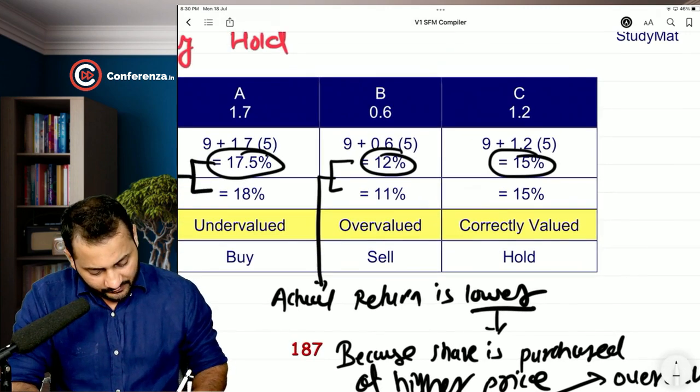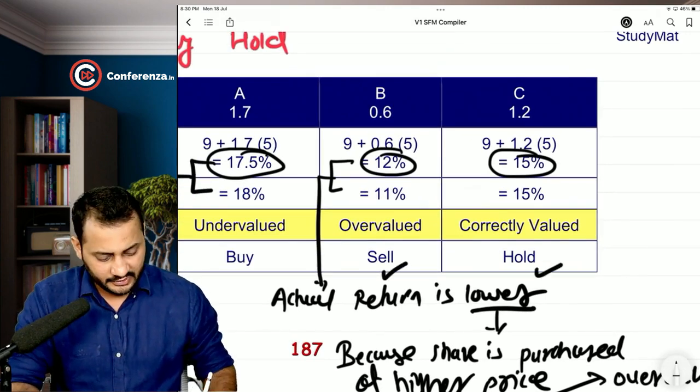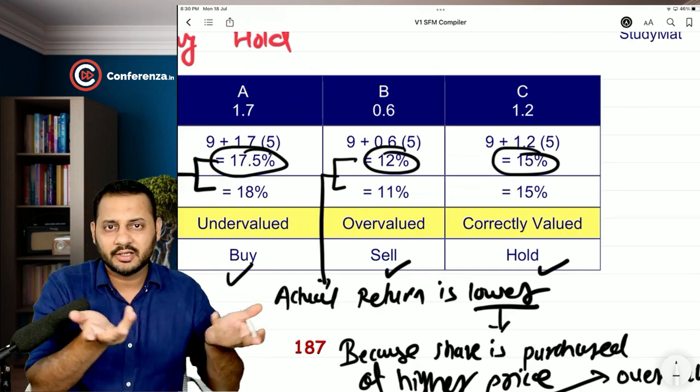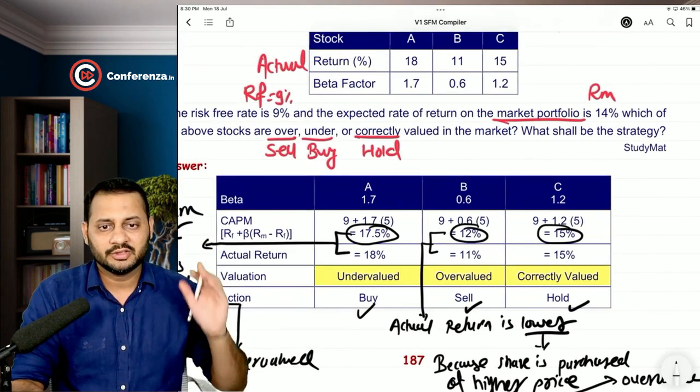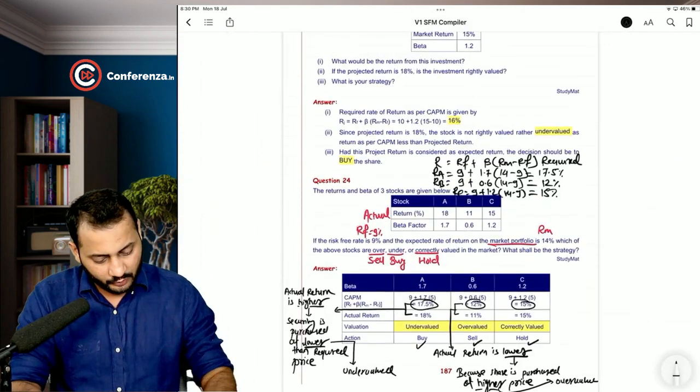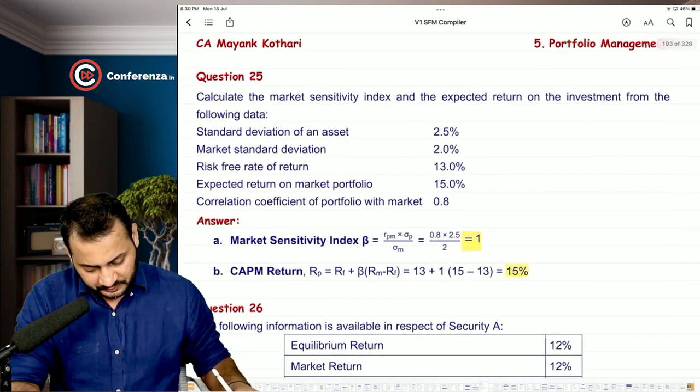Am I right? So if the shares are overvalued, sell it. If it is correctly valued, hold it, buy it, right? 15% correct valuation, hold it. So this is how we have to solve such type of question. I hope you understood it. Let's move on to the next question.